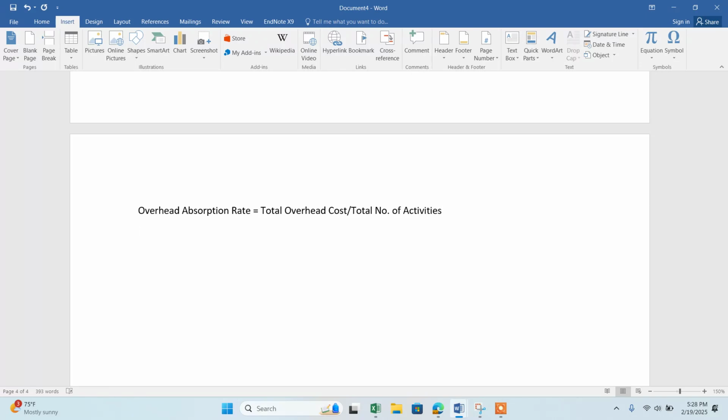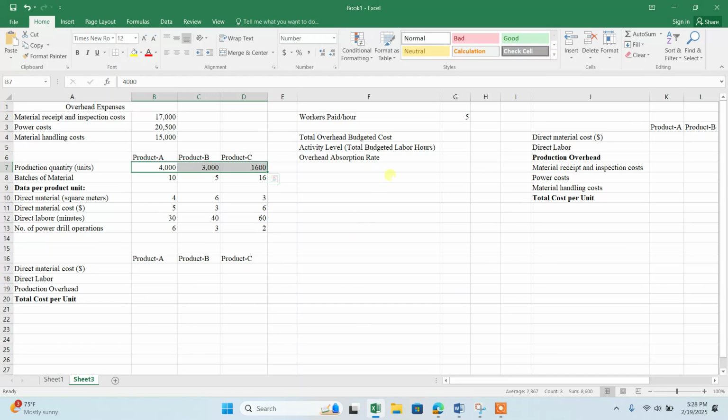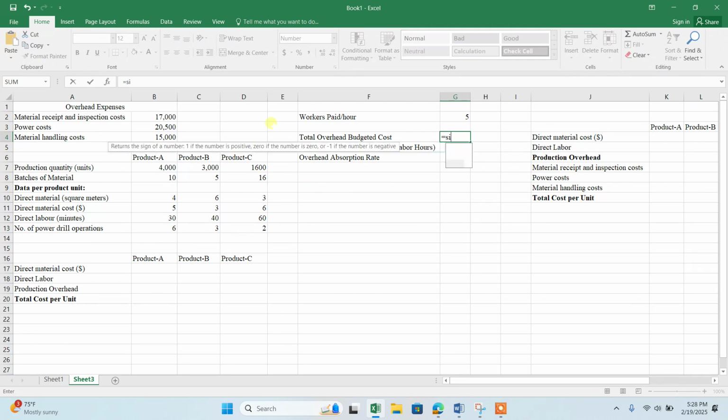Now the question arises here: what is the base of this total number of activities and what is the total overhead cost? So my dear, let me calculate the total overhead cost. This is the total overhead cost. In the absorption costing method, my dear, we add it all and then we divide it among these three products based on the activity level. So the total overhead cost is 52,500.